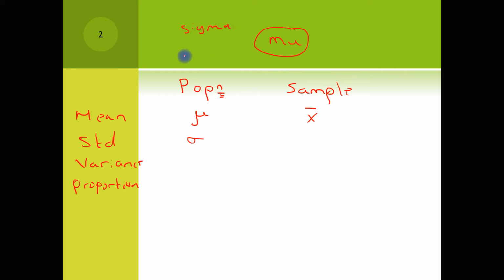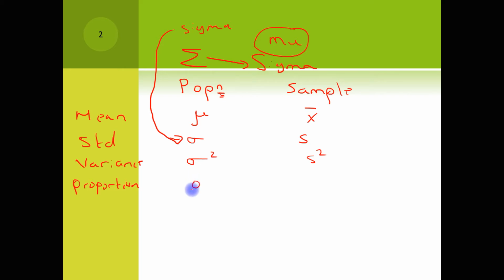You are used to this sigma, all right? This is capital sigma in Greek, and small letter sigma is this in Greek. And then in the sample case, you will define it as small letter s. For the variance, it's going to be sigma squared. For the sample, it's going to be s squared. I think this is obvious. If this is sigma, the variance should be sigma squared.